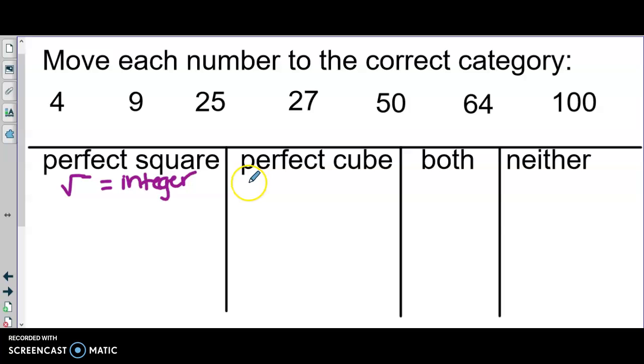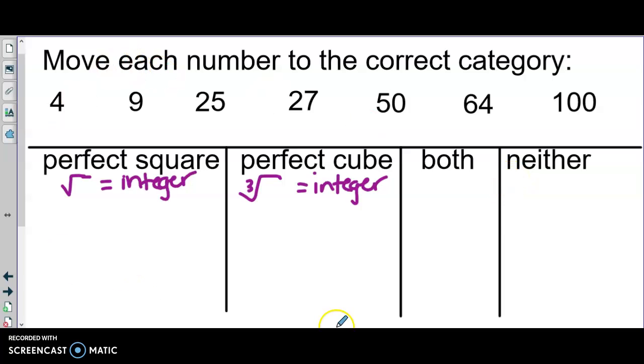If it's a perfect cube, that means when you take the cube root, it's going to equal an integer, a positive or negative counting number. If it's both, it means it gives you a good answer for square root and cube root. And if it's neither, it means it gives you an irrational answer. It doesn't work for square roots and it doesn't work for cube roots. So I'll just leave it like that.